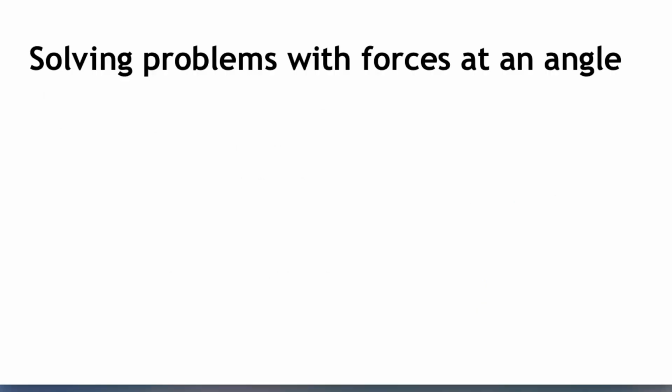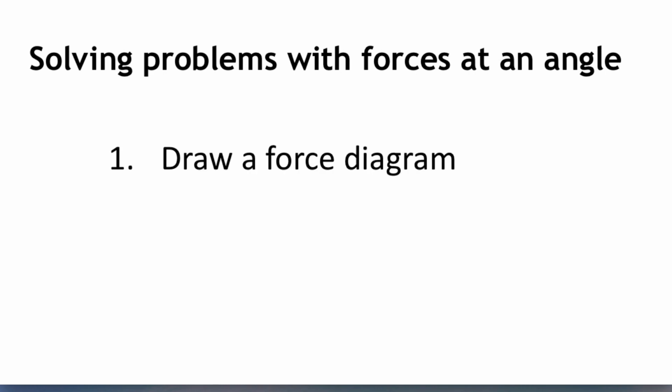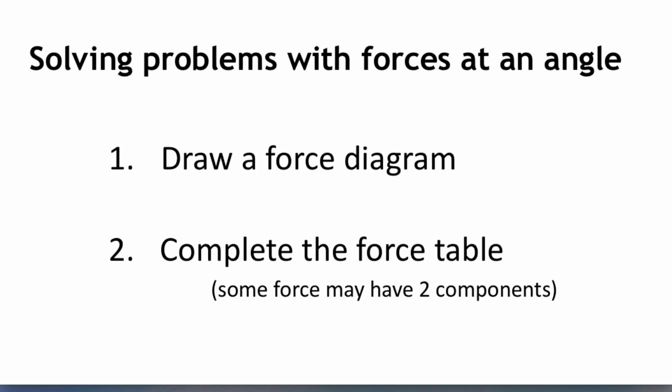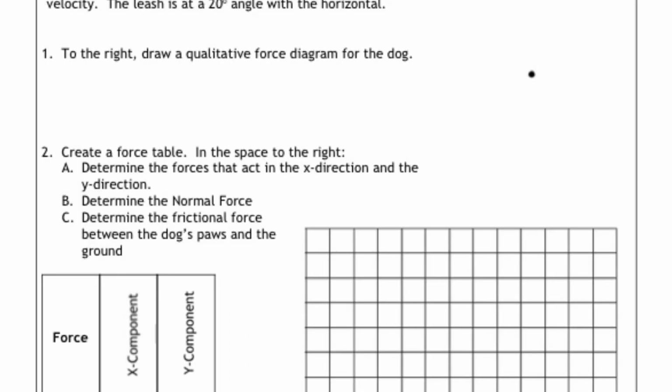To solve problems with forces at an angle, we use the same approach that we did before. Start with drawing a force diagram, and then complete the force table. Being on Earth, the dog is going to have a force of gravity acting on it down. The tension from the leash acts up and to the left at an angle of 20 degrees.